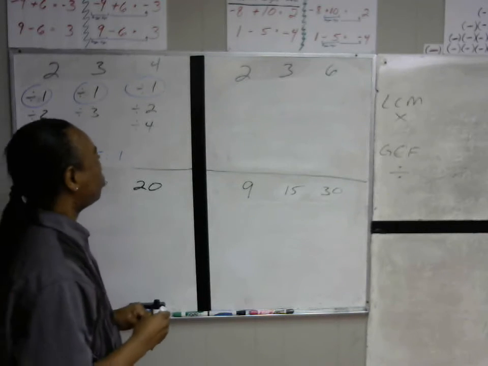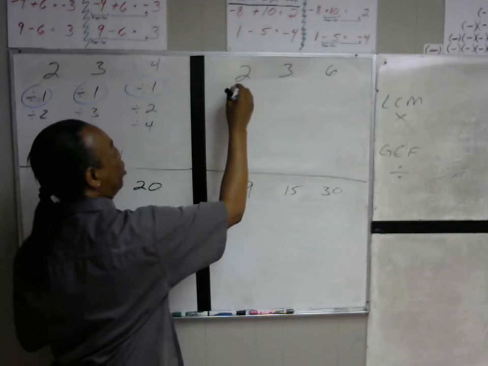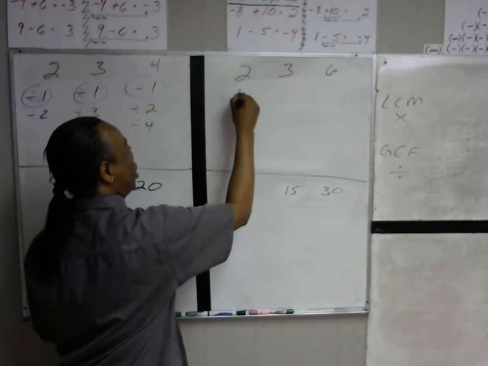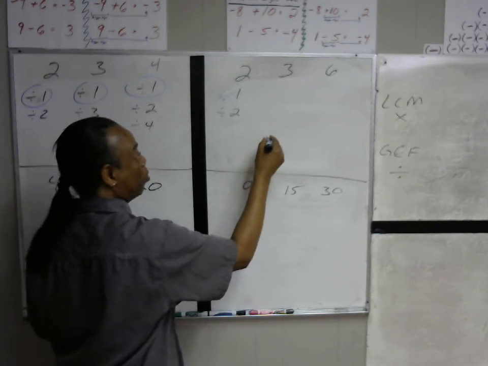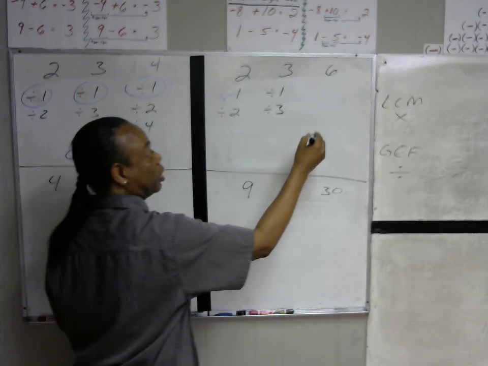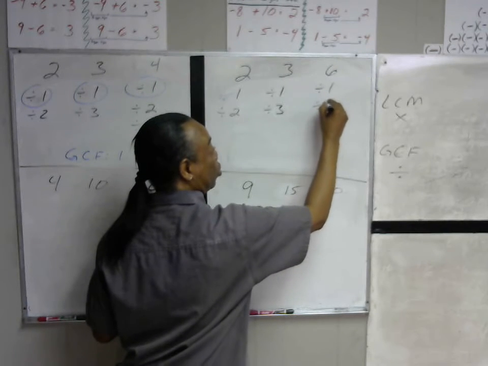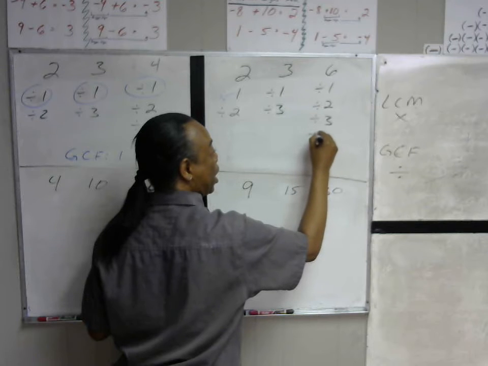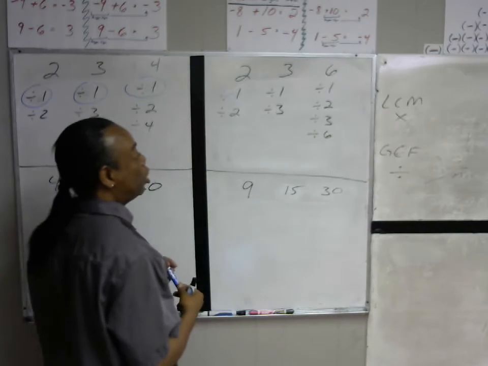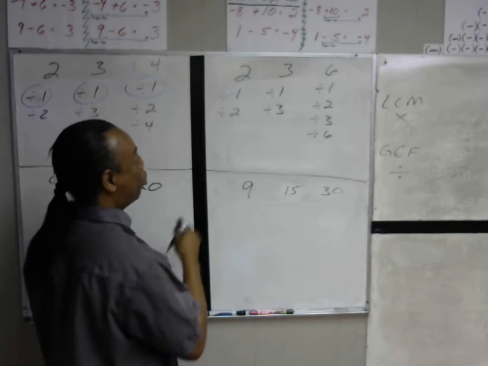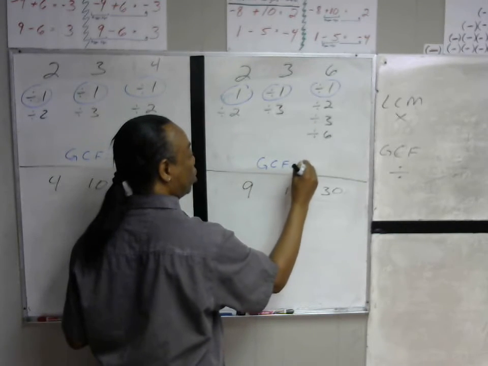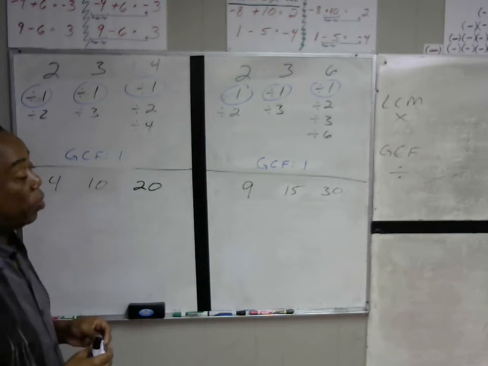Let's look at the next one. Okay. 2 can be divided by 1, and 2 can be divided by itself, 2. 3 can be divided by 1, and it can be divided by itself, 3. 6 can be divided by 1. It can also be divided by 2. It can be divided by 3. And since we're at the halfway point, we can skip all the way to 6 itself. So what's common here? The only thing that's common with all 3 of them is, once again, 1. So the greatest common factor is 1. 1 can be divided into all of those.